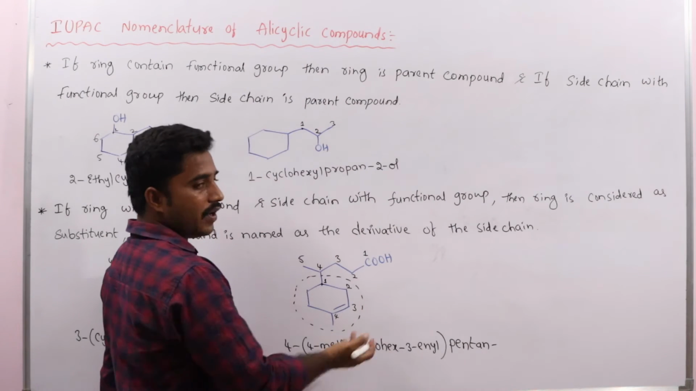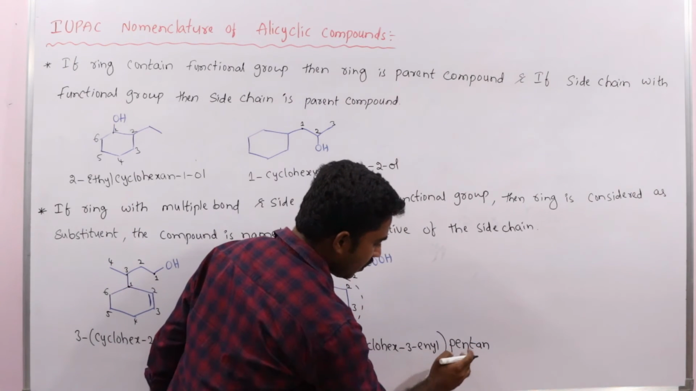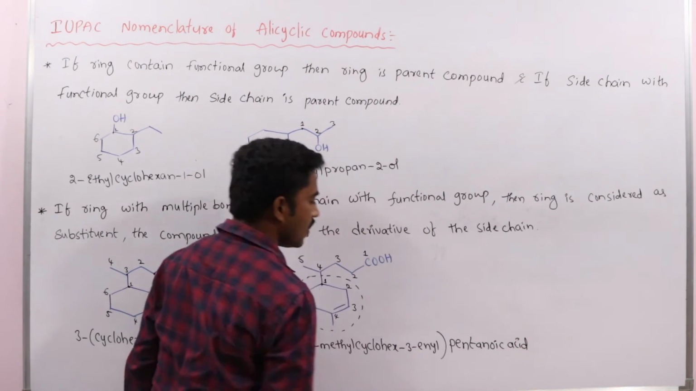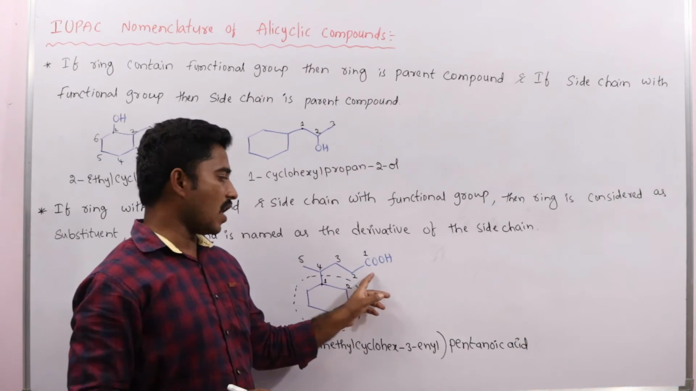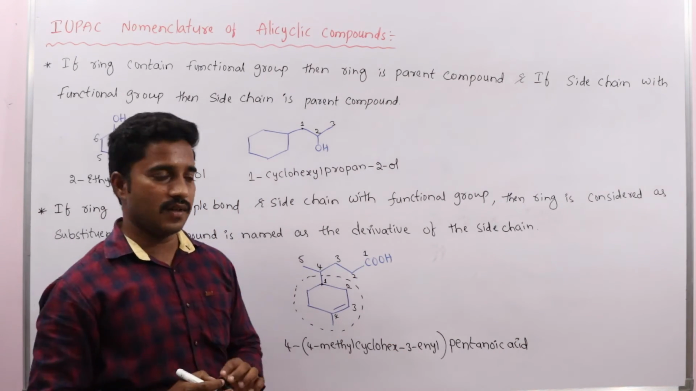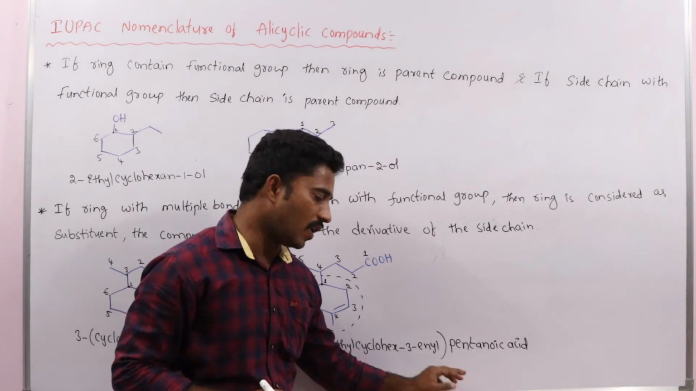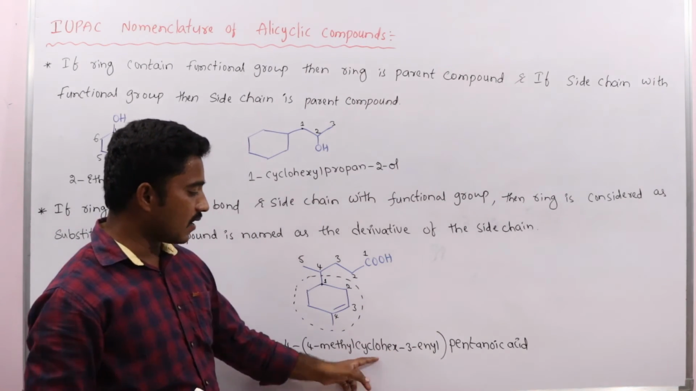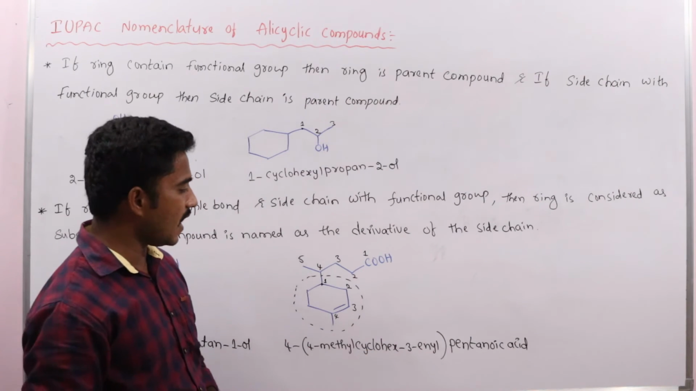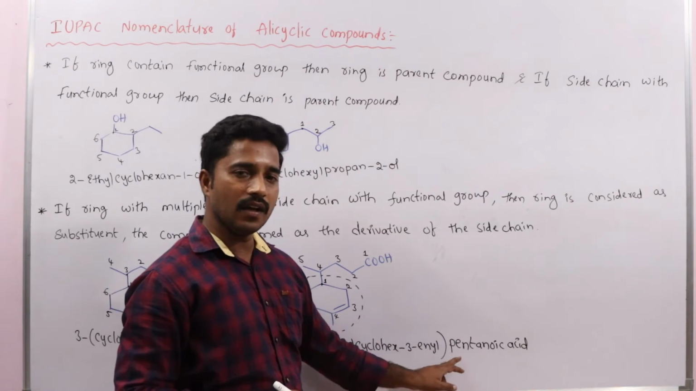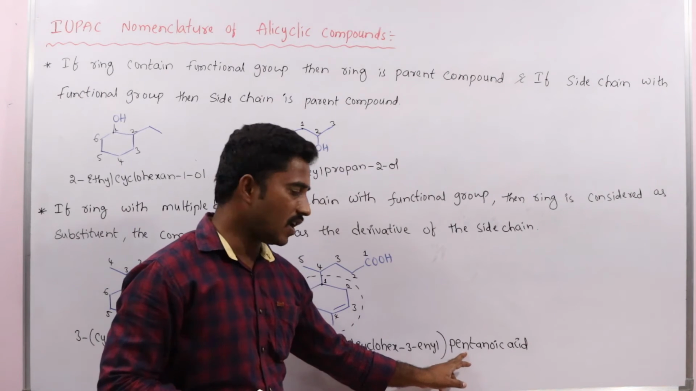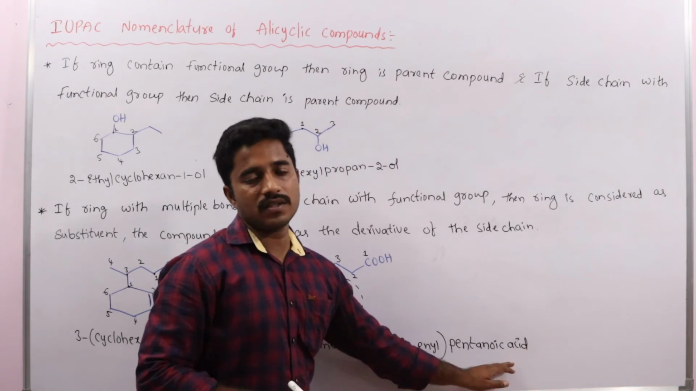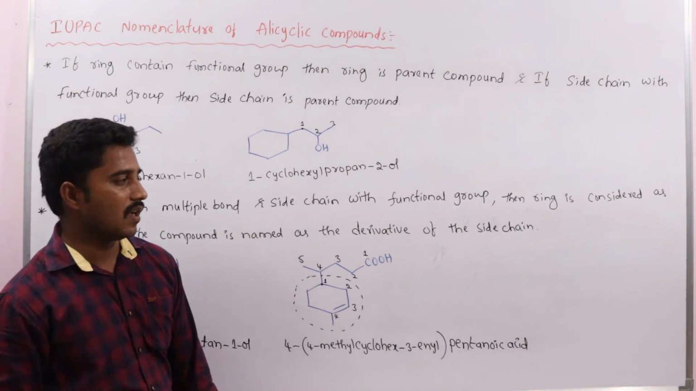At first position, oic acid. Here no need to mention the number, pentanoic acid, because it is a terminal functional group. That's why the functional group carbon always gets the first number, so no need to mention the number 1. Okay, at the fourth position of the parent chain, the 4-methyl cyclohex-3-enyl substituent is there. Pent indicates 5 carbons are there in the parent chain. It is a saturated one and the functional group is COOH. That's why the suffix is oic acid.